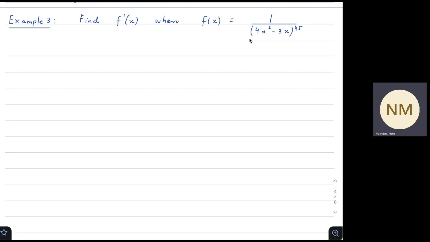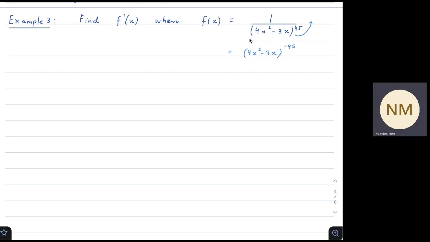Now let's start with example 3. We have to find the derivative of this function. Okay. Don't start just yet. Let's move this to the numerator. Can you tell me what will happen to the exponent if I move this to the numerator? Absolutely. It will change sign. So 45 power in the denominator will become negative 45 power in the numerator.